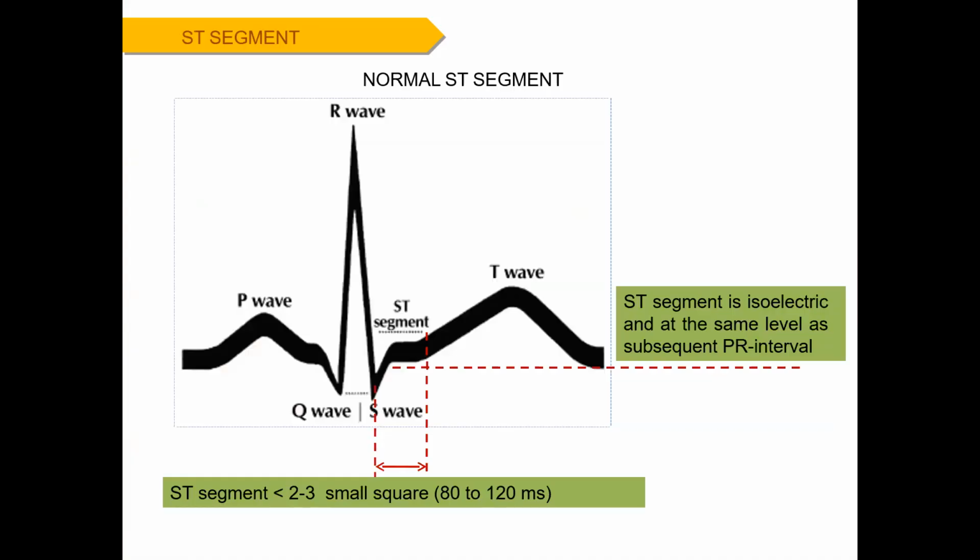Now the ST segment. The ST segment is the isoelectric line at the same level as the subsequent PR interval. That is the S and T segment. This is the ST segment. It is usually less than 2 to 3 small squares, usually less than 80 to 120 milliseconds.